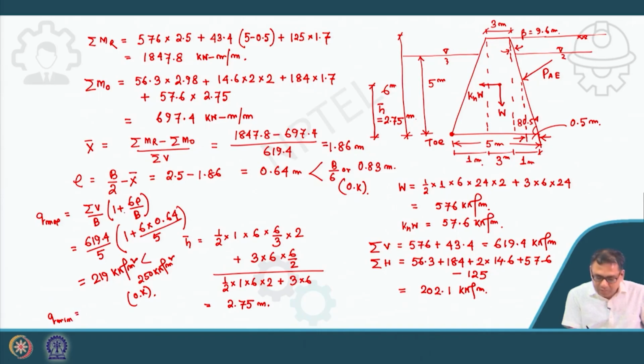Similarly, Q min has also been calculated. In a similar way, it will be only minus. So, that is coming out to be 29 kilonewton per meter square. Okay. So, there is no tension zone, as can be seen from here, that is less than B by 6. That means we have to do these 4 checks and then this design is done.